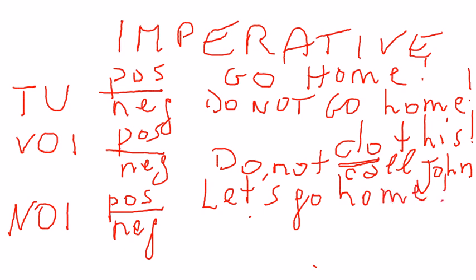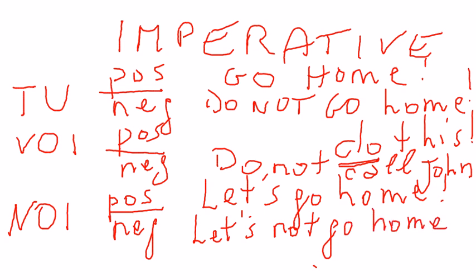So a noi command then is a command that somehow includes the teacher, the speaker. A negative command would be, let's not go home. These are the three kinds of commands that we will study today. We also call them informal commands. It's the three of them, the tu, the voi and the noi. And we will study both the positive and the negative form of each of them.